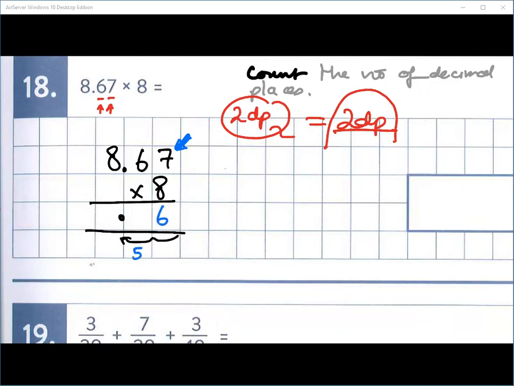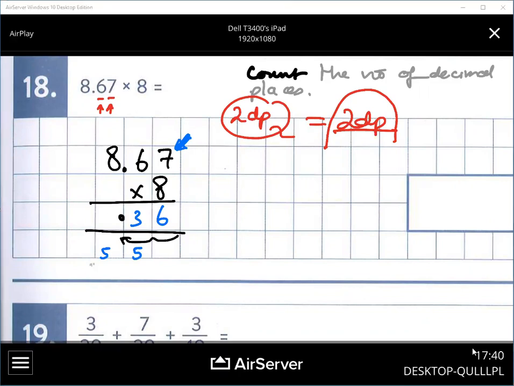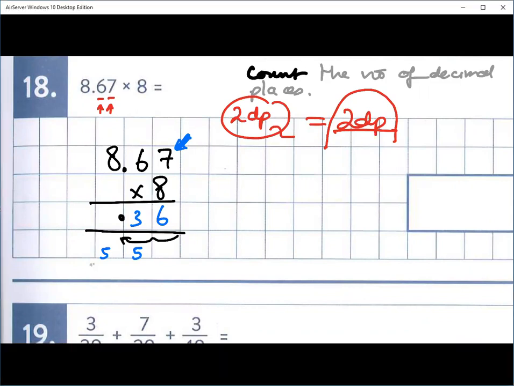Then 8 times 6 is 48, and then that 5 is 53. Very nice. Good. Next, you have to do 8 times 8, that's 64. 64, plus the 5 is 69, so the answer is 69.36.